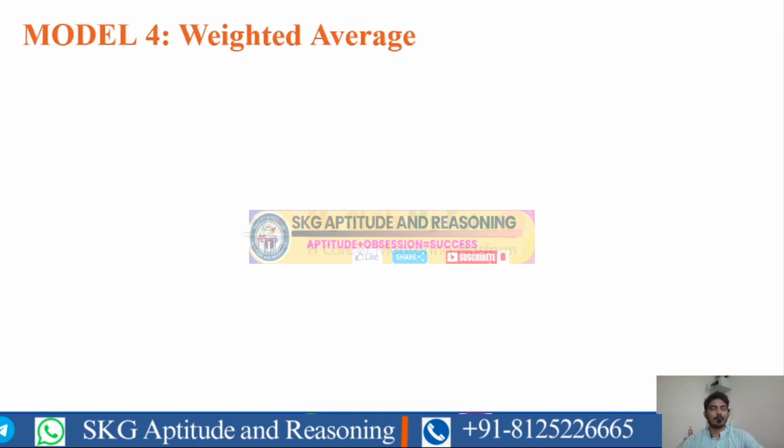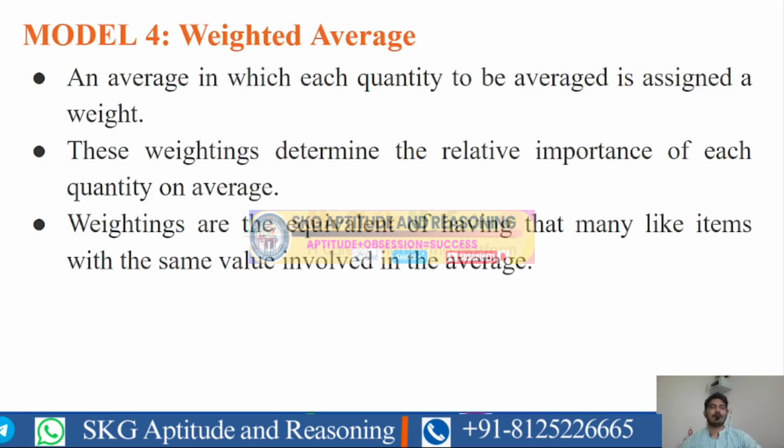Let's see it one by one and try to establish the concept from basic examples. The basic definition is: an average in which each quantity to be averaged is assigned a weight. Let us understand this definition through examples. A weighted average means an average in which each quantity to be averaged is assigned a weight. There are multiple averages, and those multiple average values are assigned to a single average value. That is the basic definition we have.